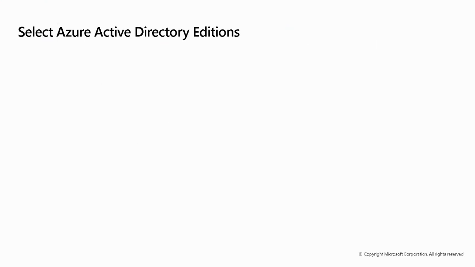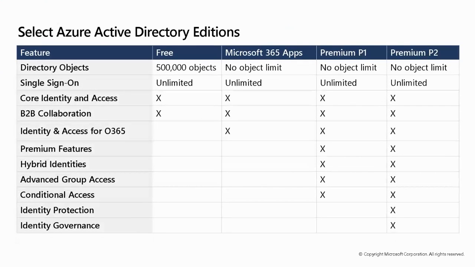Okay, so when we select the Azure Active Directory, we have some editions to it. We select different editions, like, let me show you, like this. We can have the free one. We have apps from Microsoft 365. We got Premium P1, Premium P2. Let's call it the free one, the basic one, and the more privileged one, right? So we can enjoy different types of features, like the directory objects, single sign-on, the core identity, and so on. Business-to-business collaboration, which is also important, the identity and access for Office 365.